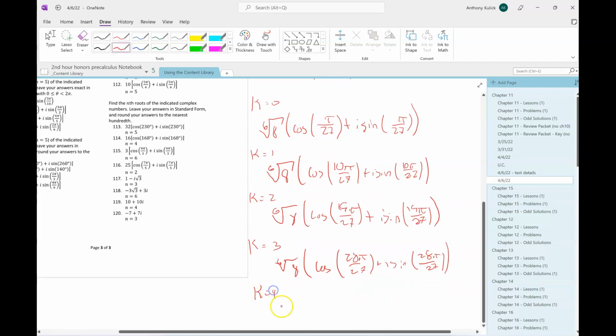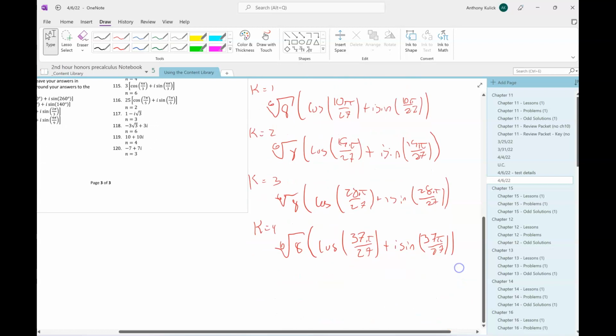Mr. Kulik, it's amazing. You're like some kind of math wizard. You're like the Merlin of mathing. Yeah, man. But it took me a long time to get this way. I have been training for a lot of years.